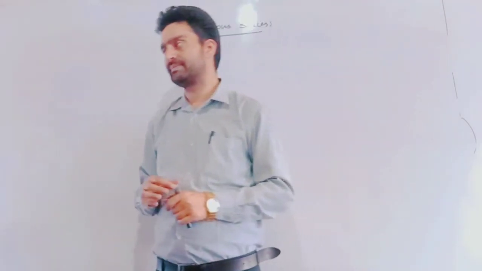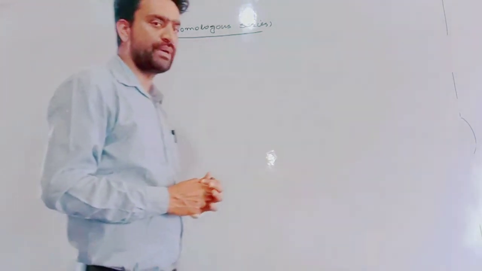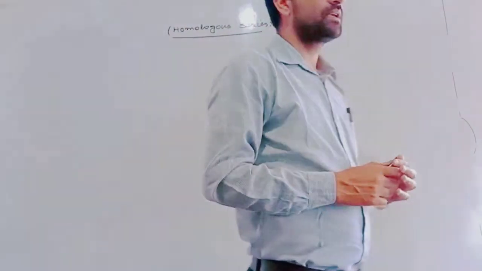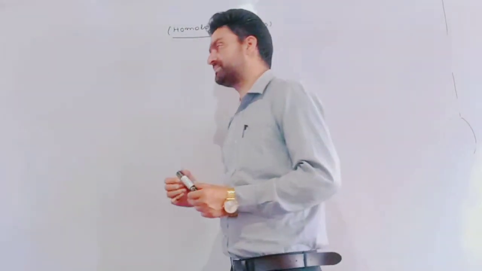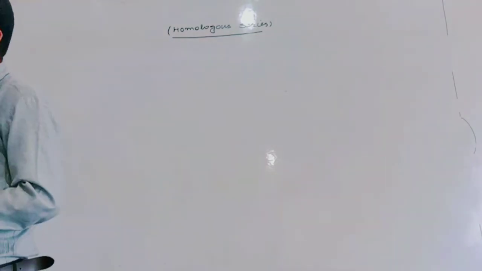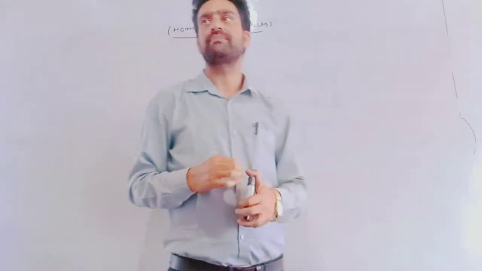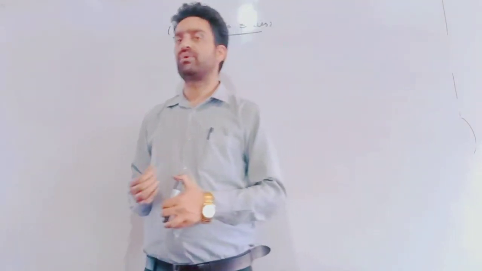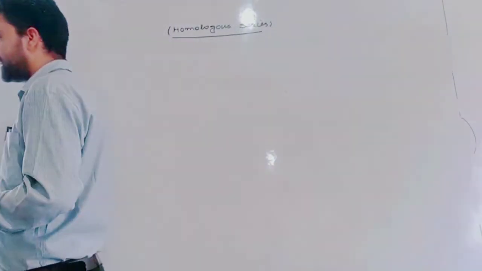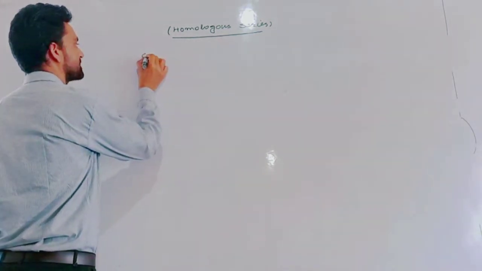Please write it down. A series of compounds in which all the members can be represented by same general formula. Now, what are the characteristics of homologous series?